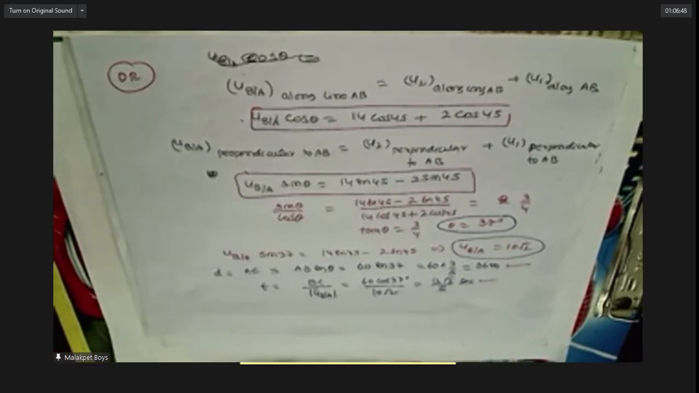Sir, the first step, what did you do, sir? How did you get UBA cos theta plus 14 cos 45? After that, sir, cos 45, how are you getting that, cos theta? Look at this diagram. U2 cos along AB is how much? Remember? This is 45 only, no? Clear?